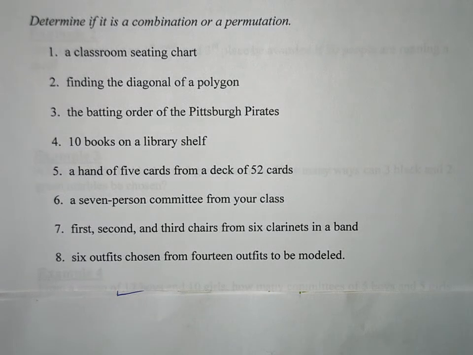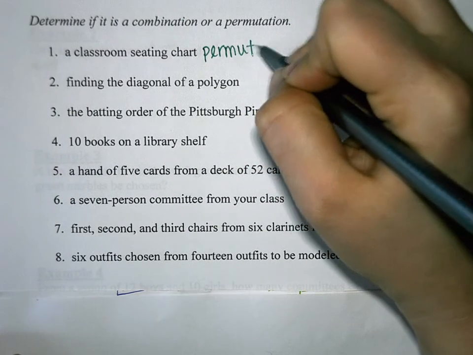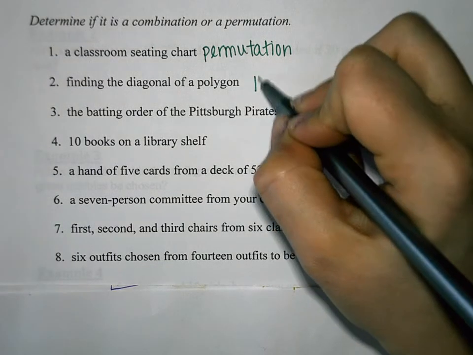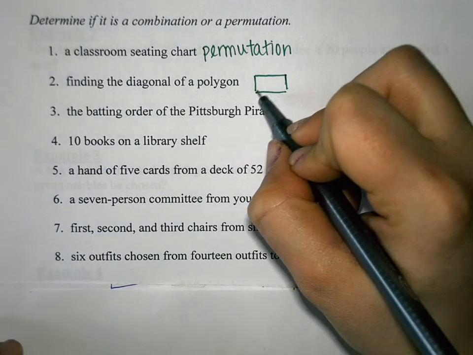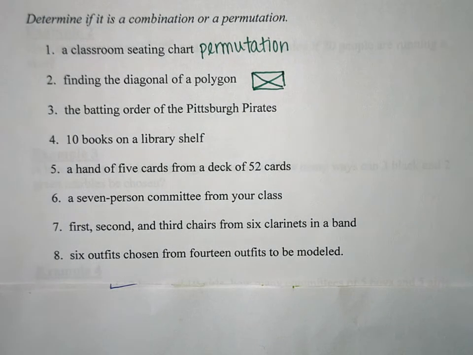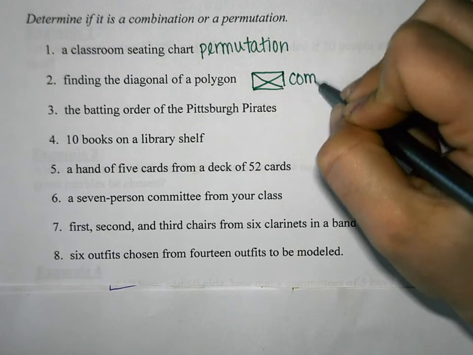So the first one, a classroom seating chart, the order does matter because where I put you does make a difference. So that is going to be considered a permutation. Number 2, finding the diagonal of a polygon. So for example, if I give you this quadrilateral, you can find the diagonal going either that way or that way. I don't care. So the polygon, the order is not important, so that would be a combination.